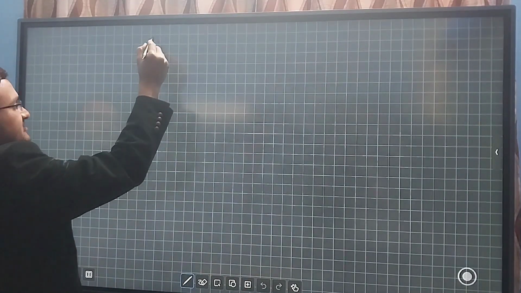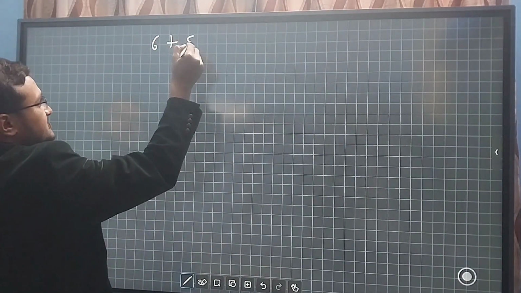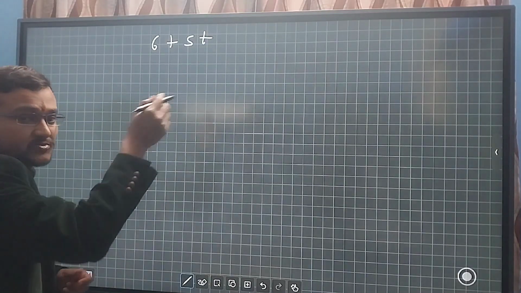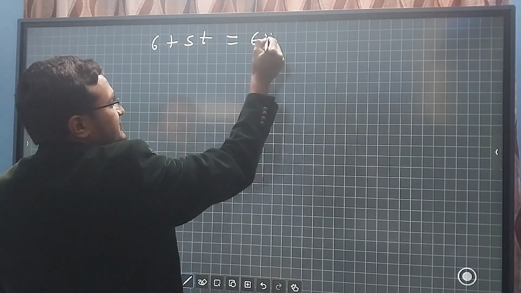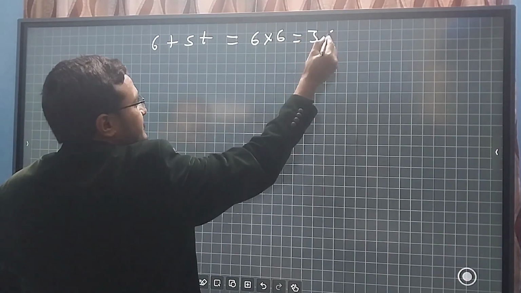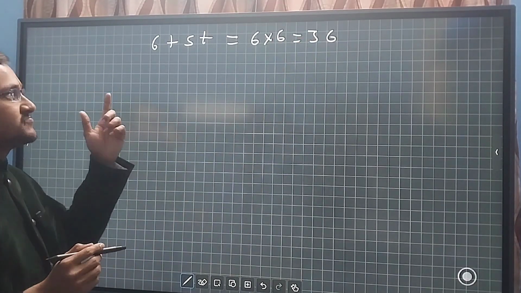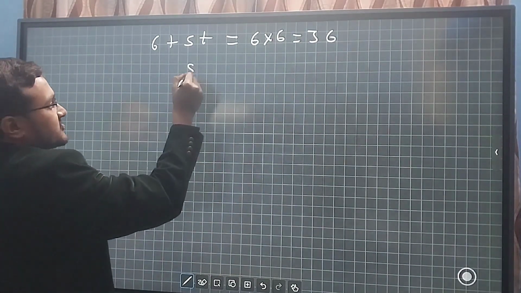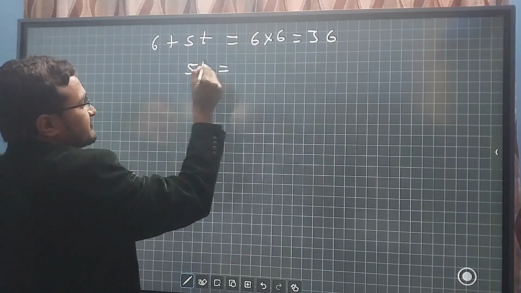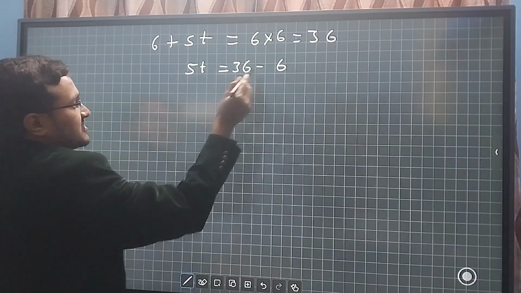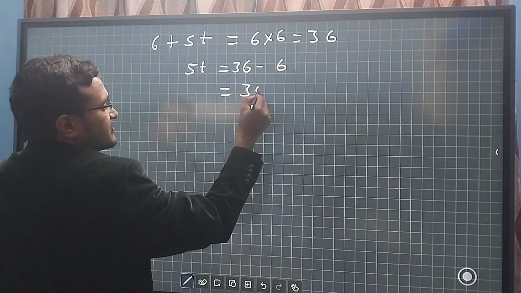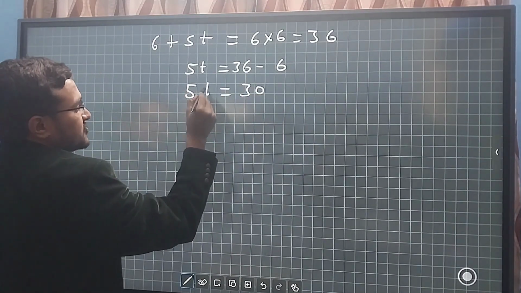Now we will write this in a new slide. So 6 plus 5t, the 6 which was there in the denominator, I will take that to RHS. Then it becomes 6 into 6, that is nothing but 36. So now 6 plus 5t is equal to 36. So 5t is equal to 36 minus 6. So 36 minus 6 means it is 30. So 5t is equal to 30.